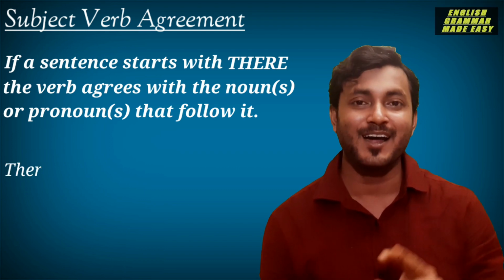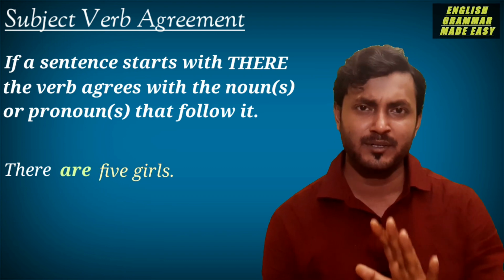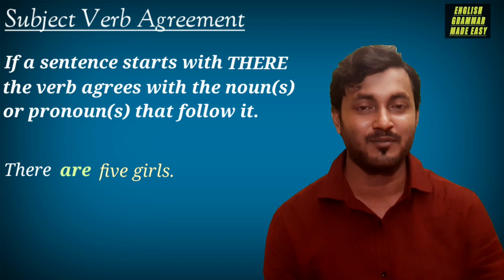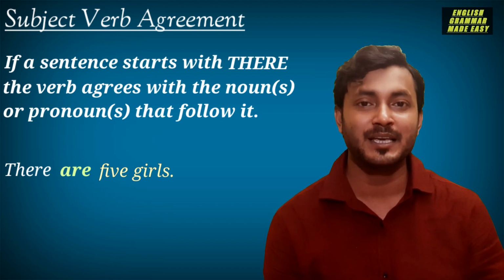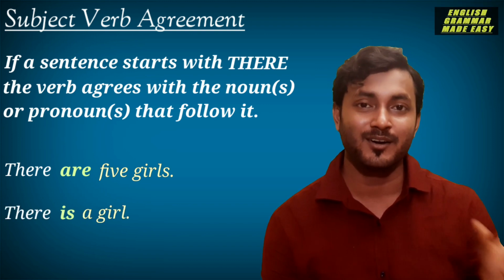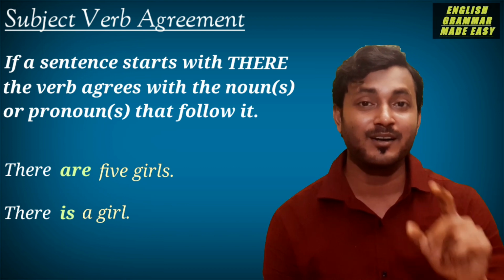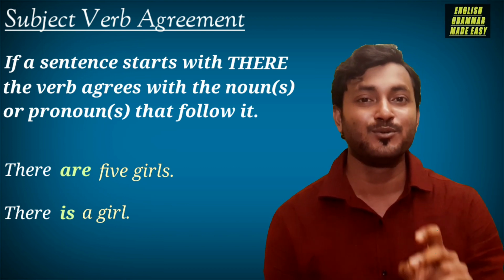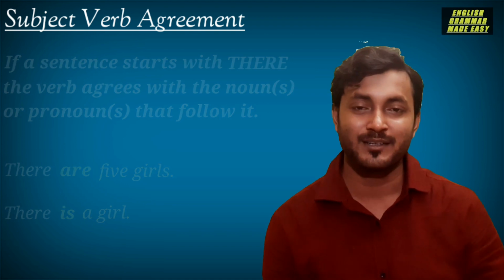So there are 5 girls. 5 girls, it's plural. That's why we used a plural verb, there are. But if I say there is a girl, in that case, a girl refers to a singular girl. It's singular. That's why we used a singular verb. It's not that tough, I guess.